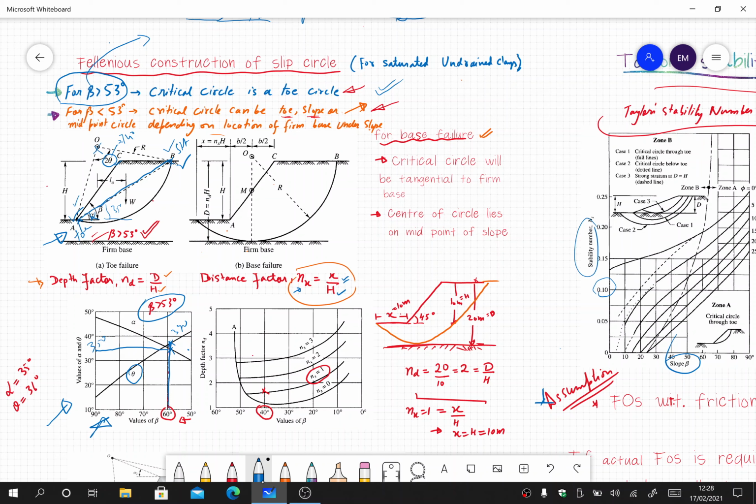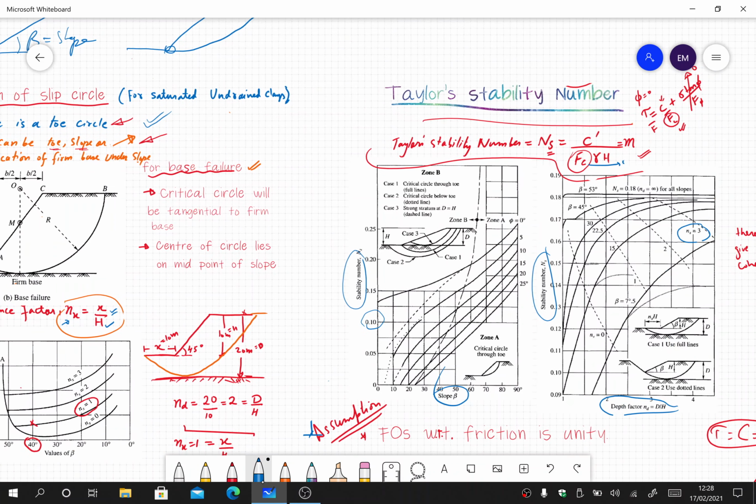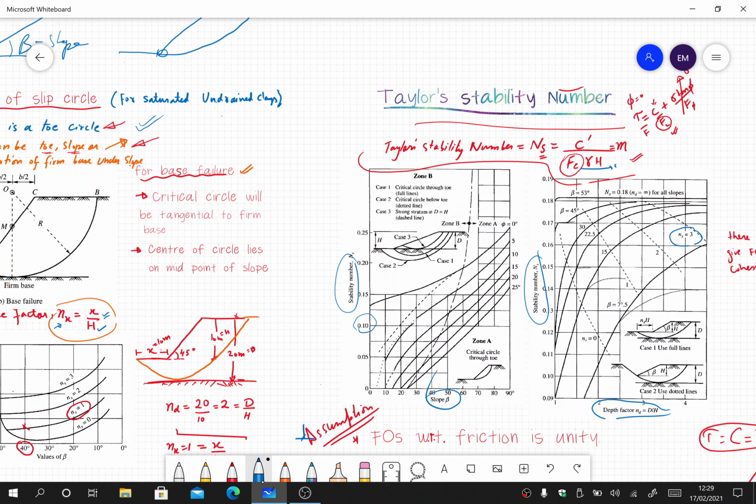Alright, so now we move to the second case, where slope angles are less than 53 degrees. In that case, we have to decide whether it is going to be a toe failure, slope failure, or a base failure. To do that, we have Taylor. He suggested a Taylor stability number, and the formula for this is given here: Ns equals c dash over Fc gamma H, in some books indicated with m and some books indicated with Ns.